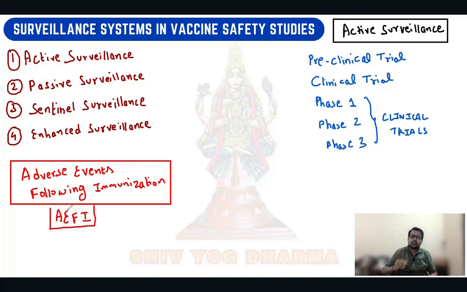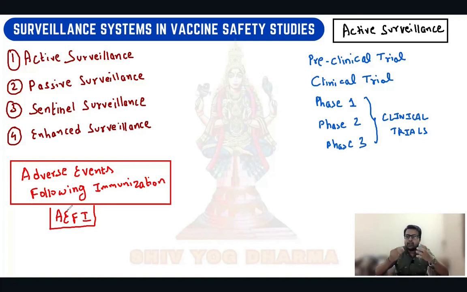But first, let us have a look at the meaning of preclinical trial, clinical trial, phase 1, phase 2, phase 3 clinical trials. So preclinical trial means we are trying to test the vaccine without administering it in a human body. Now you might be laughing, you might be surprised. How is it possible? Because I invented a vaccine. Now I have to test the safety of that vaccine.